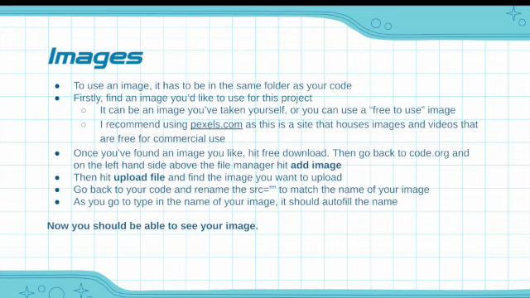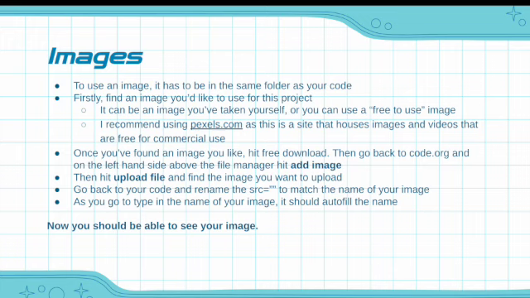I recommend using Pexels.com, as this is a site that houses images and videos that are completely free for commercial use. Once you've found an image you like, hit free download, then go back to code.org or wherever you're working. For code.org, it'll be on the left-hand side above File Manager, and hit Add Image, Upload File. Then you'll go back to your code and rename the source to match the name of your image. As you type in the name of your image, it should autofill the name.